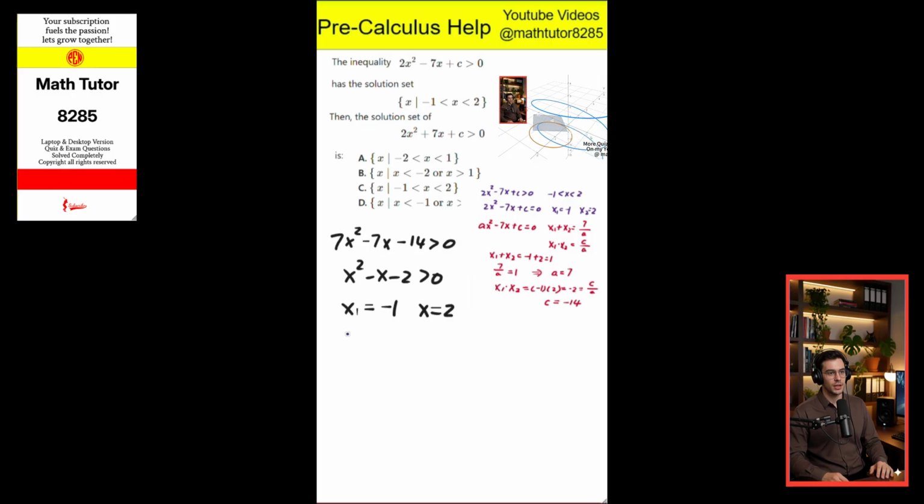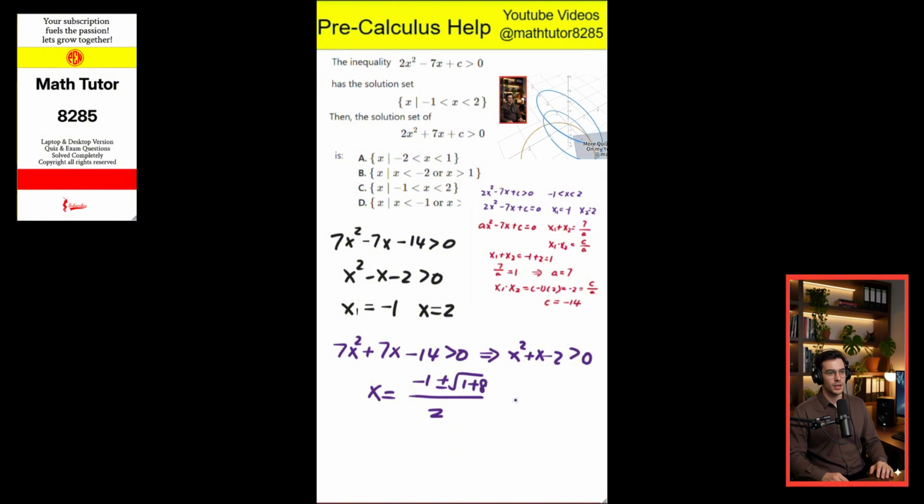Next step, solve the new inequality. Now consider 7x squared plus 7x minus 14 is greater than 0. Dividing both sides by 7 gives x squared plus x minus 2 is greater than 0. To find the roots, we solve x squared plus x minus 2 equals 0. That yields x equals -2 and x equals 1.